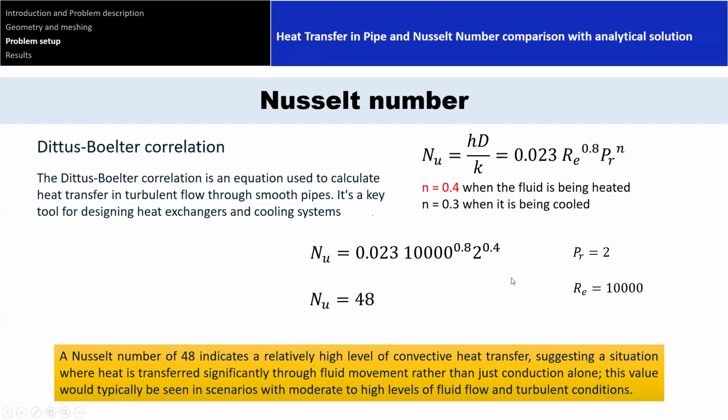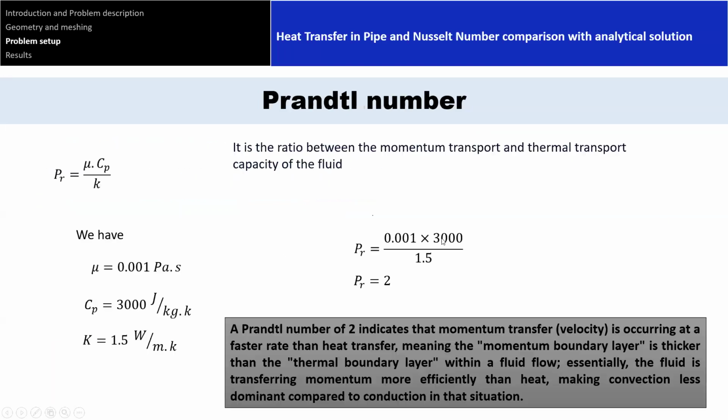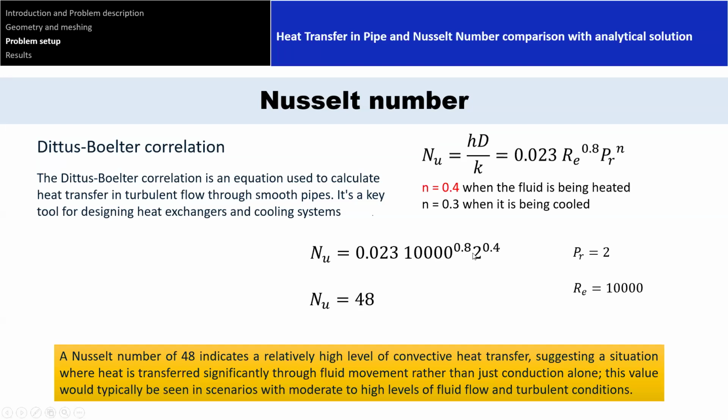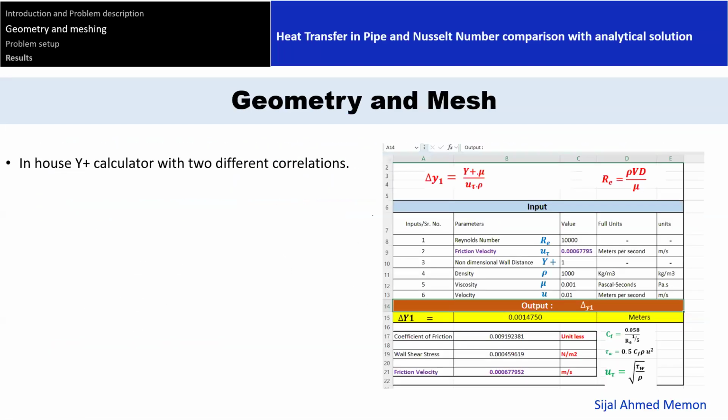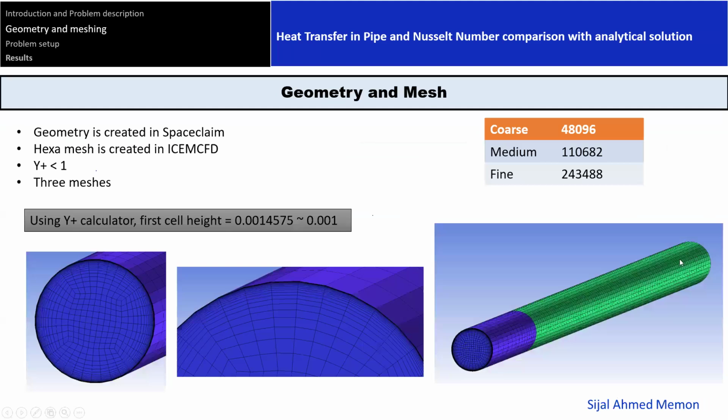So the Prandtl number calculated was 2, so put Prandtl number equal to 2 and power n equal to 0.4. So the Nusselt number is equal to 48. This will be constant throughout the pipe, which is the point of having the same area. This will be a constant value, but it will vary with the Reynolds number.